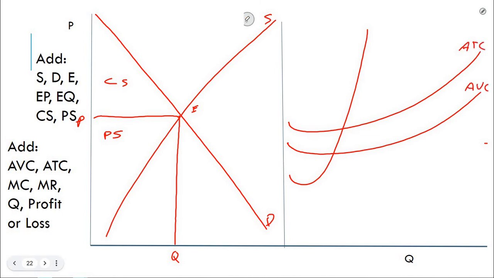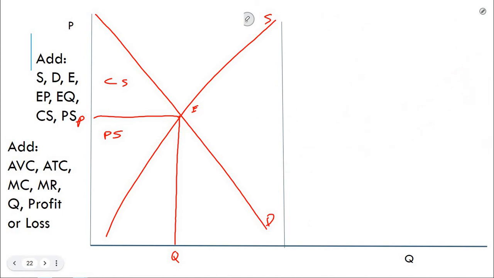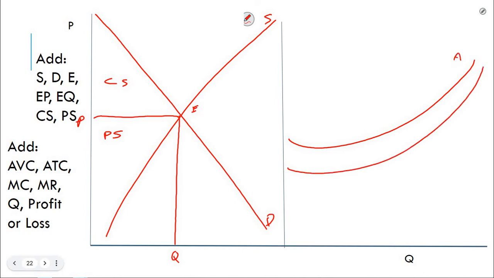Those should probably be, I'm going to draw those again. Okay, so I've drawn in my average total cost curve, my average variable cost curve, and my marginal cost curve. As we remember, marginal cost is the cost of the last unit, and average total cost is the average cost of producing all the units across the production run.